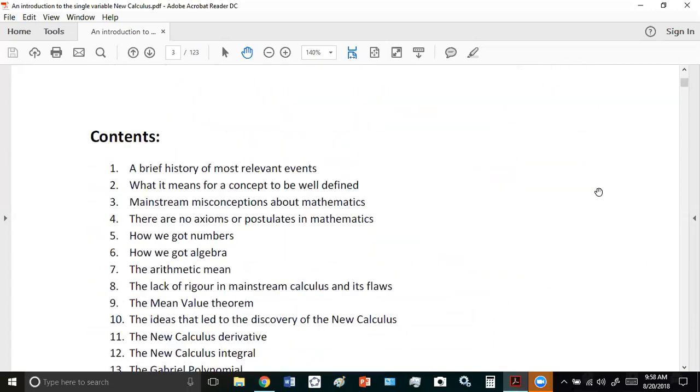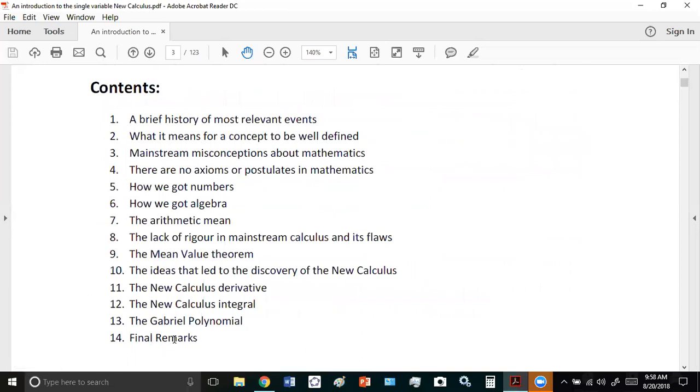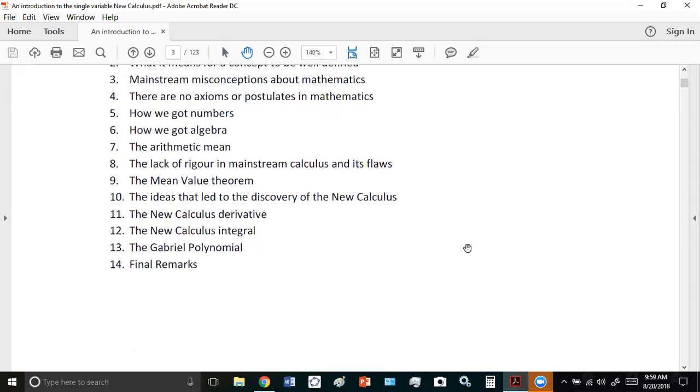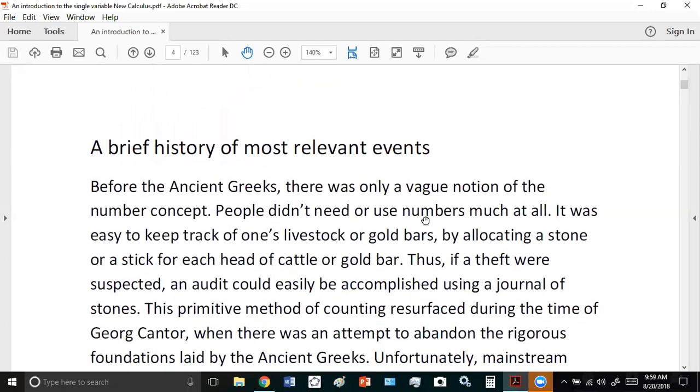The chapters that I've written are roughly 13 chapters with a final remarks chapter. I start off with a brief history of the most relevant events. In other words, a lot has taken place in the study of mathematics, and most of it is utter rubbish and doesn't really have any useful purpose or meaning in the world that we live in today or that we're going to see in the future. It's really just mathematics more than it is anything else that can have a profound impact on the future of humanity. So that's what I'm going to look at in the brief history, and if I've got time, I'll carry on into the next chapter. So let's look in due time at the brief history.